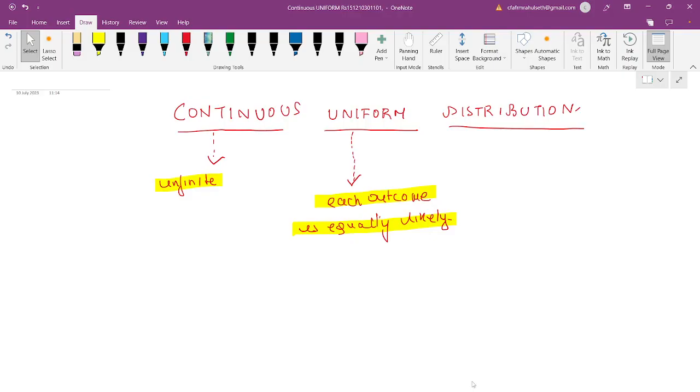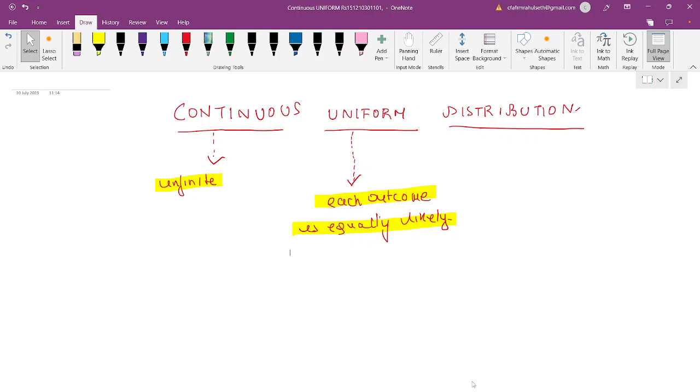Okay guys, so we are going to discuss continuous uniform distribution. Now what does continuous mean? Continuous means that there are infinite number of outcomes, and since there are infinite number of outcomes, you can't count the number of outcomes. The next term is uniform. Uniform means that each outcome is equally likely. The probability of each outcome is going to be the same.